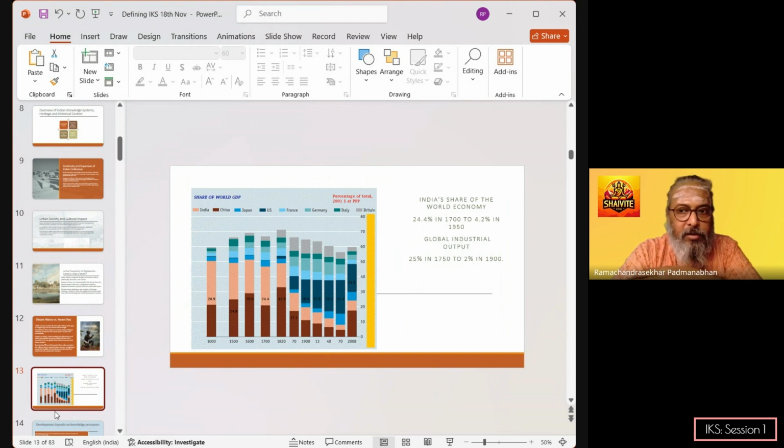It was 2% at the time of independence. Or to put it in perspective, around 1750 was the time the colonial powers started having a say in the administration. And by 1857, they had established themselves as the credible rulers of India.